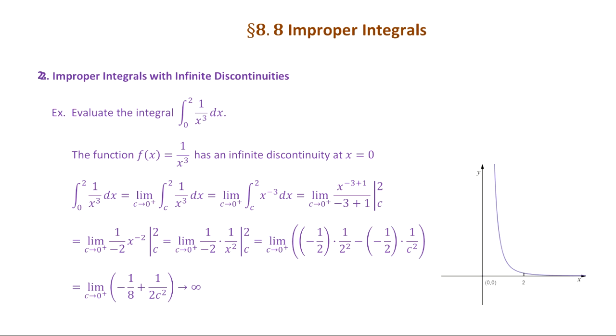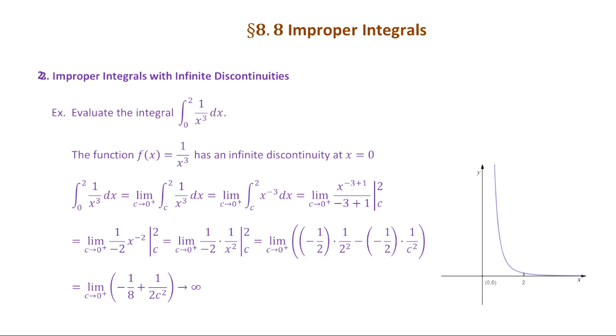So rewrite 1 over x cubed as x to the negative 3, and using the power rule again, you get x to the negative 3 plus 1 over negative 3 plus 1 when you integrate it. So that becomes negative 2 in the denominator, and also the exponent becomes negative 2. Okay, so you can rewrite x to the negative 2 as 1 over x squared, remember? And then you plug in 2 and c and subtract, and then you take the limit.